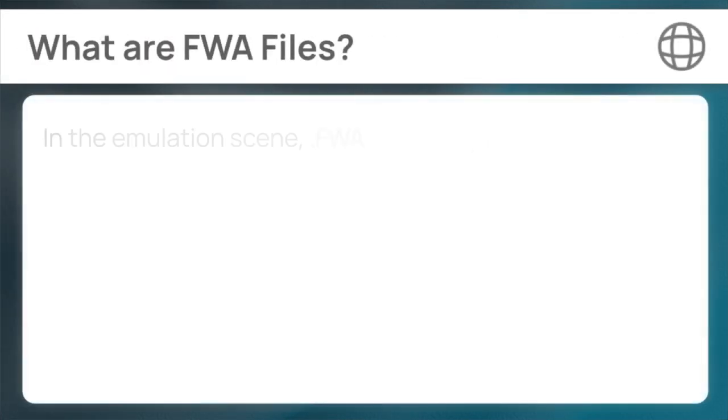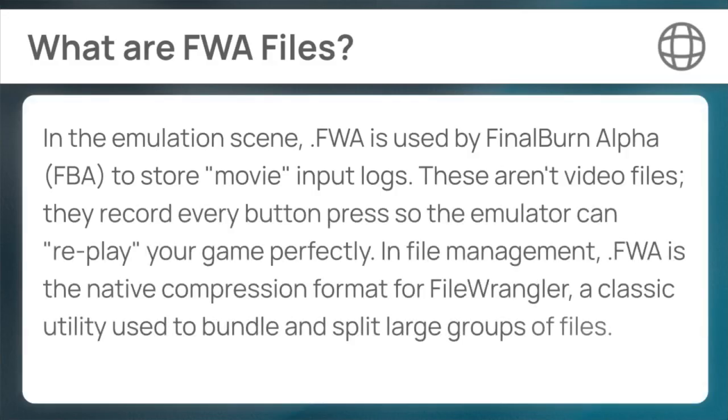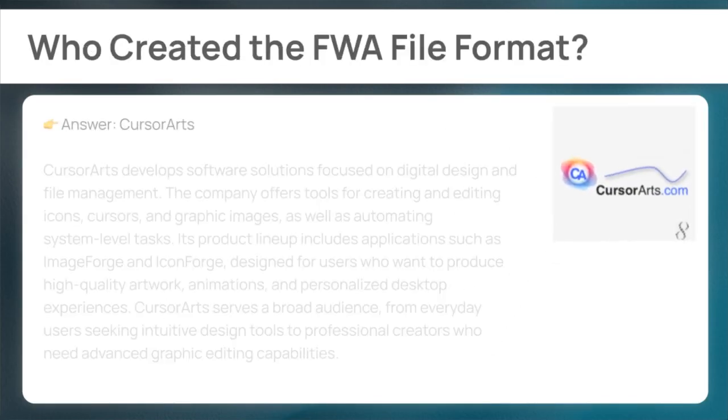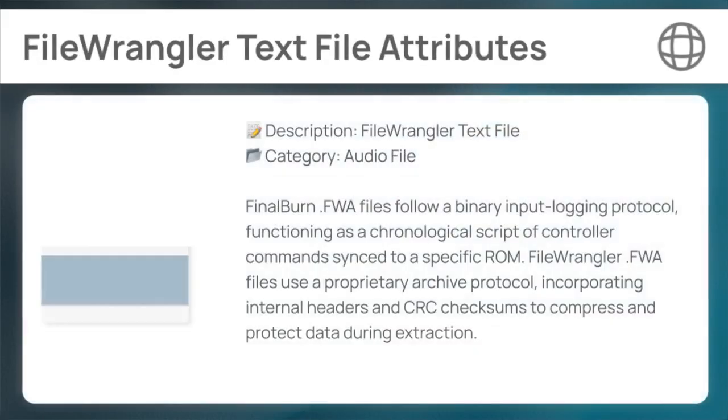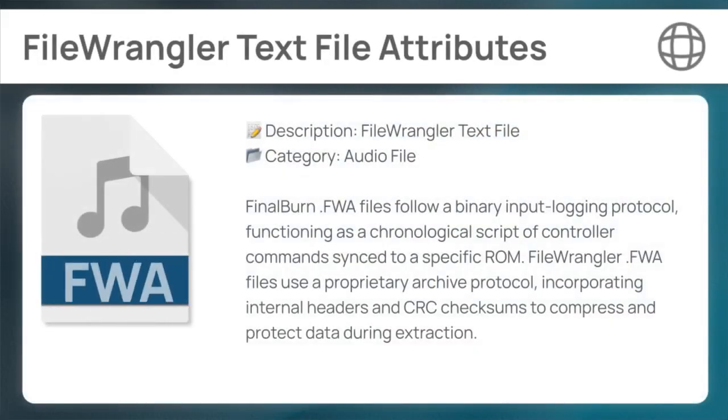In the emulation scene, FWA is used by FinalBurn Alpha, FBA, to store movie input logs. These aren't video files, they record every button press so the emulator can replay your game perfectly. In file management, FWA is the native compression format for FileWrangler, a classic utility used to bundle and split large groups of files. FinalBurn FWA files follow a binary input logging protocol, functioning as a chronological script of controller commands synced to a specific ROM.